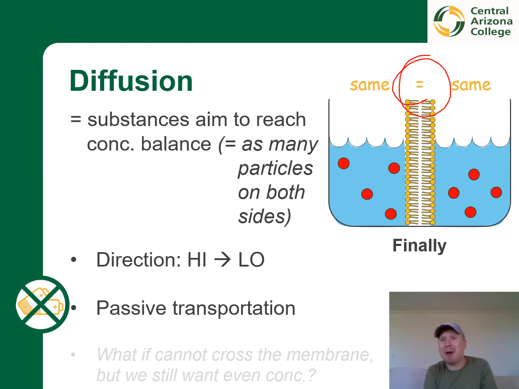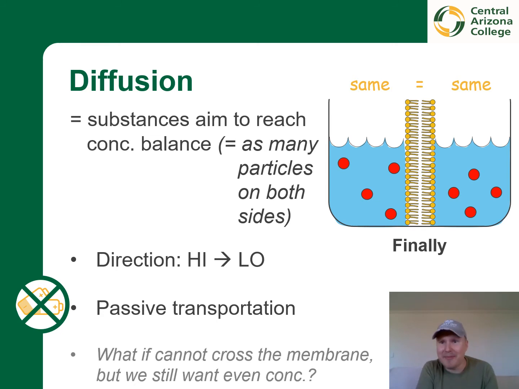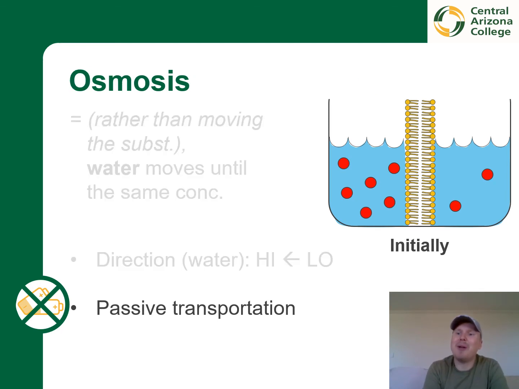But let's think of a problem that we can have sometimes. What if this material, these red dots, would be unable to cross this membrane, but we still want to get the same concentration on both sides? That's a good problem, isn't it? Well, in this case, we would be looking at osmosis.